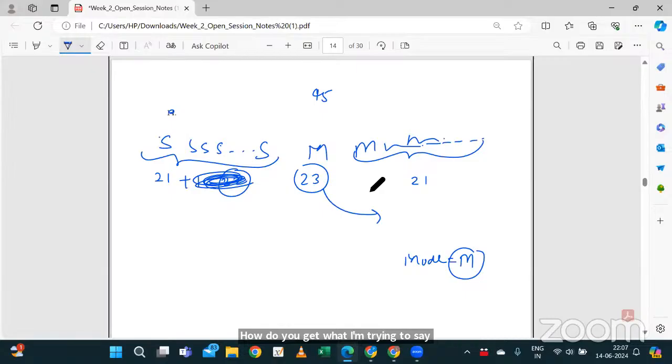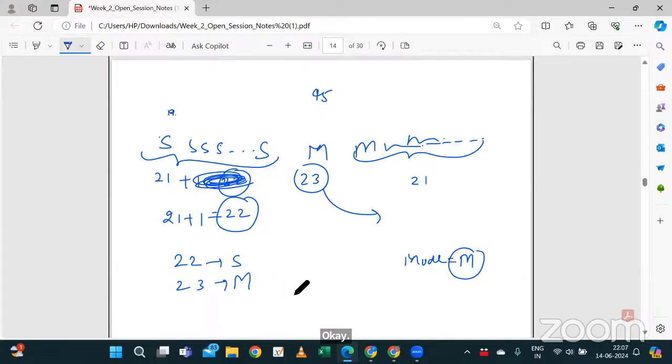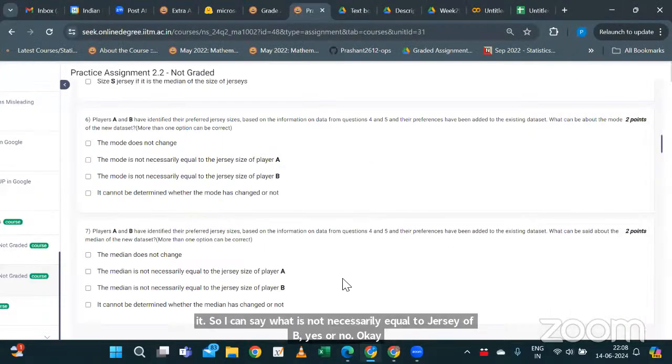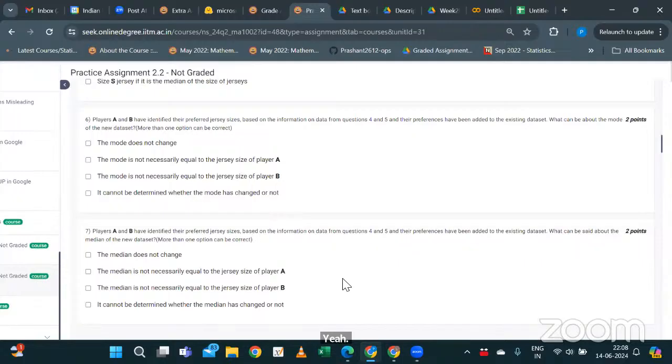Yeah, I just got it. I was just confused about which question you were talking about. So this mode will be M, for example. Now, suppose I have added 21 plus 1 here, and then this will be 22 S. Then we have 22 S and 23 M, right? So I can say the mode is not necessarily equal to the jersey of B. Yes or no? Again, you have mode M. Yeah, the median could change. Median could change, right?